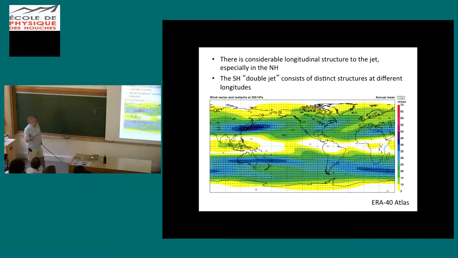So you're certainly allowed to take the zonal average. But if you want to understand how the jet affects regional climate, and you live in Australia, you want to be conscious of the fact that there's a very strong jet here.